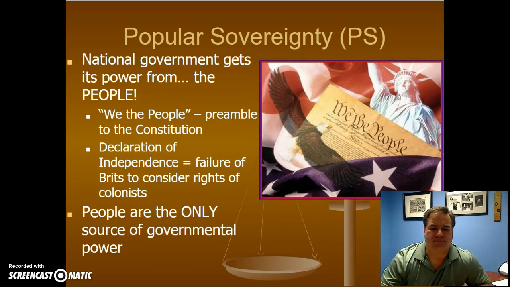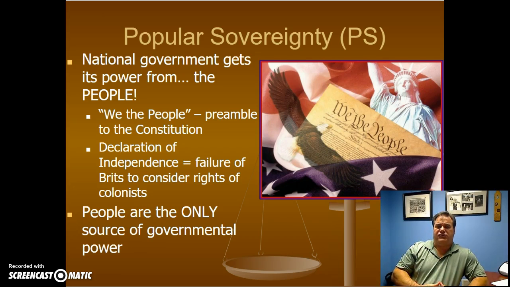Popular sovereignty is the idea that the national government gets its power from the people. Thus, consider the words of the preamble, the first words: "We, the people, do hereby ordain this Constitution." The Declaration of Independence was written because the British failed to keep in mind the rights of the British colonists.